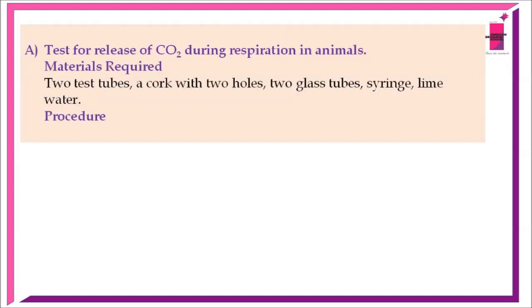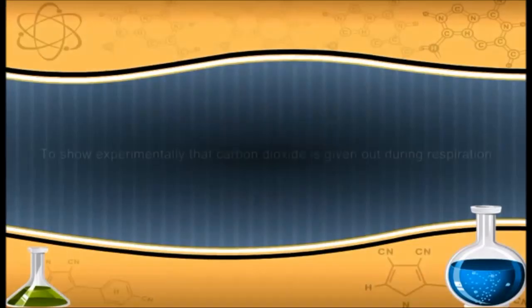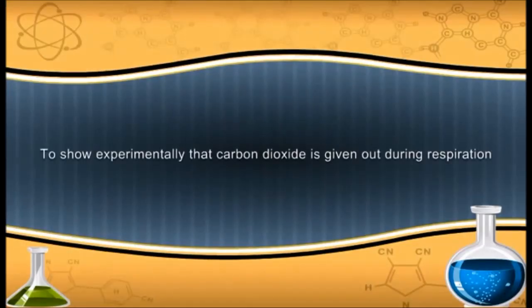Test for release of carbon dioxide during respiration in animals. Materials required: 2 test tubes, a cork with 2 holes, 2 glass tubes, a syringe and lime water. So let us observe the procedure. To show experimentally that carbon dioxide is given out during respiration.